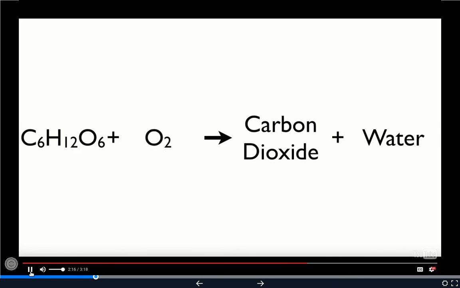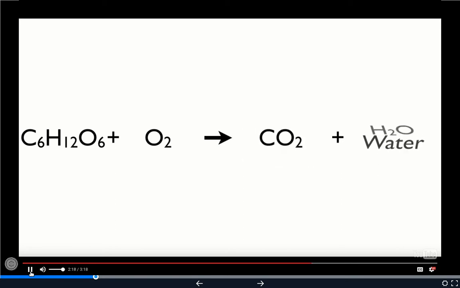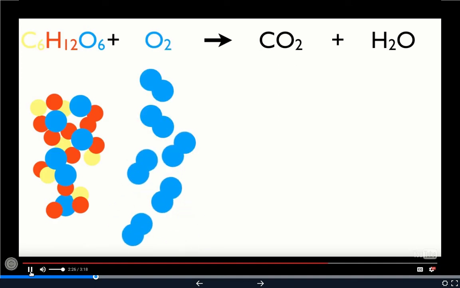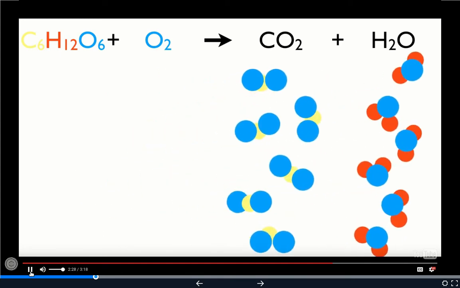When you breathe in oxygen gas, a chemical change begins. The sugar is broken down and turned into carbon dioxide and water. The sugar molecule has chemically changed.